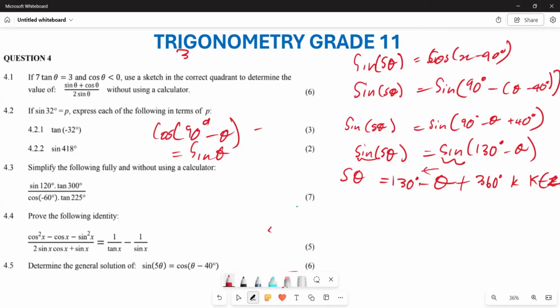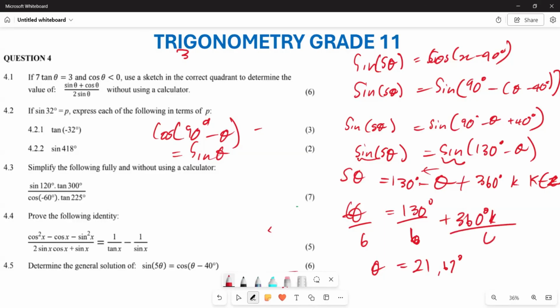And now, from here, what is it that you are going to have? So you're going to take the theta this side. This is the same as 6 theta is equal to what? 30 degrees. Then now what is it that you're going to do from here? You divide by 6. Then your theta is going to be the same as 21,67 degrees. How to get? That's going to be that, right? And remember, when you divide by 6, this is plus 360k, then you are going to divide this by 6 also, right? So this is going to be plus 60k. How to get? So basically, that is going to be how you do this particular question.